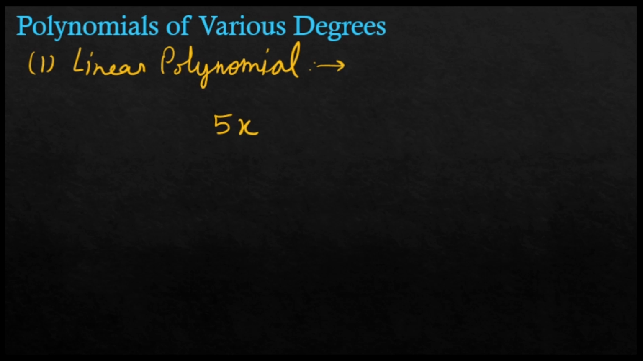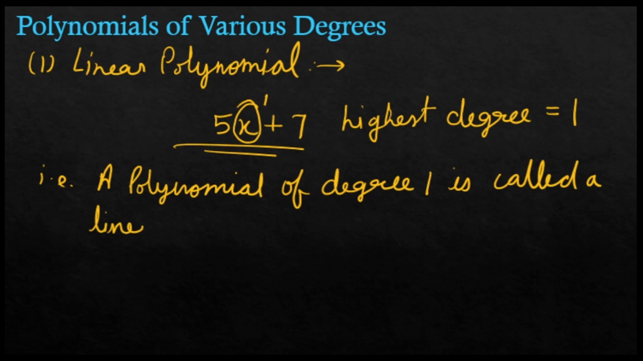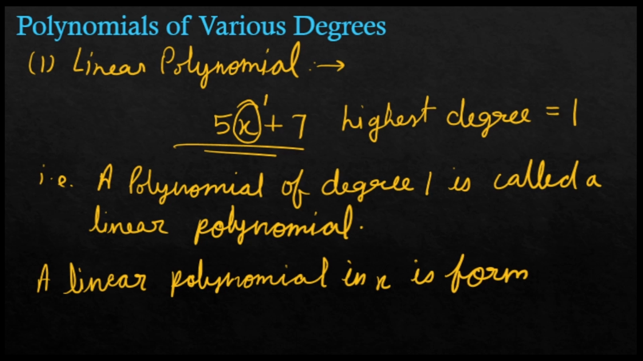Polynomials of various degrees are: first is the linear polynomial. You can clearly see in this example that x has degree 1. The highest degree of variable x is 1. That is, a polynomial of degree 1 is called a linear polynomial. A linear polynomial in x is of the form f(x) = ax + b.